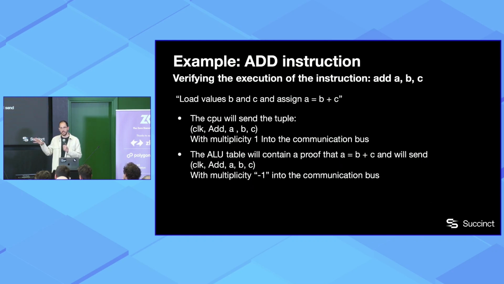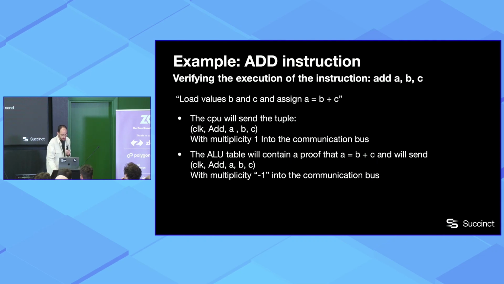So now the bus is loaded with this thing, and someone has to take it in order for the argument to work. And the ALU table, which is responsible for all the U32 operations, actually, the ALU is several tables in our implementation, will contain a proof that A is equal to B plus C, and will send this tuple into the bus with multiplicity -1. -1 is really just P minus 1. And this is using lookup, but again, any permutation argument works for this. I'm just using our own convention. So this is nice, I can just do this.